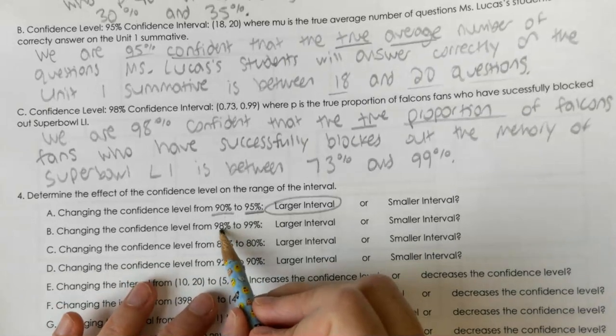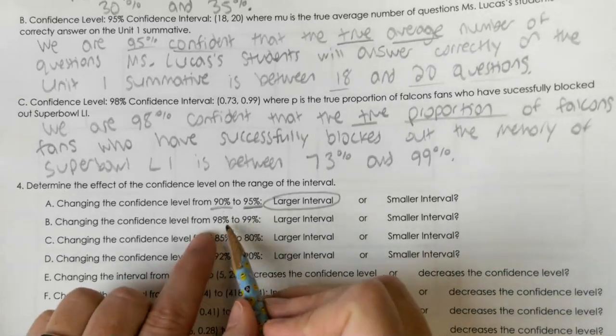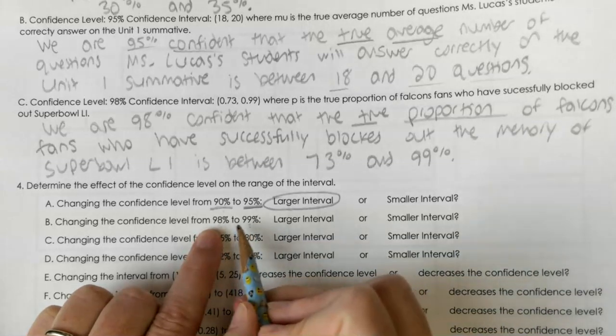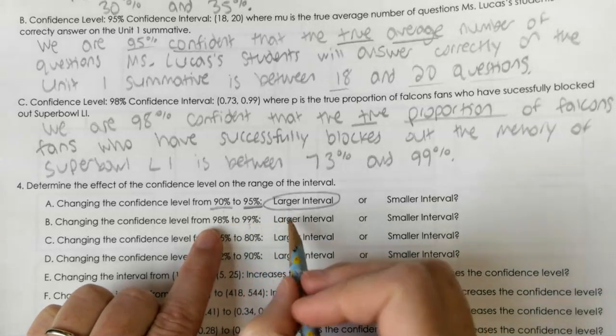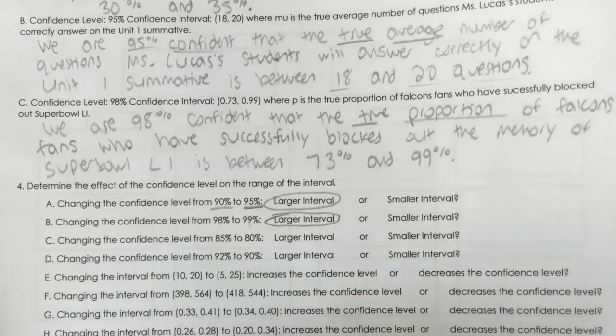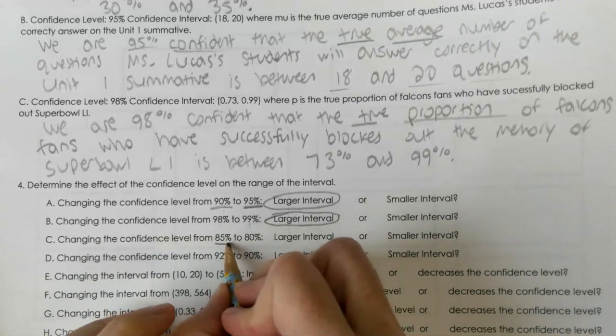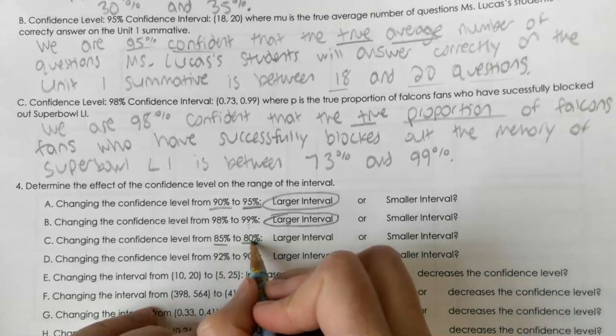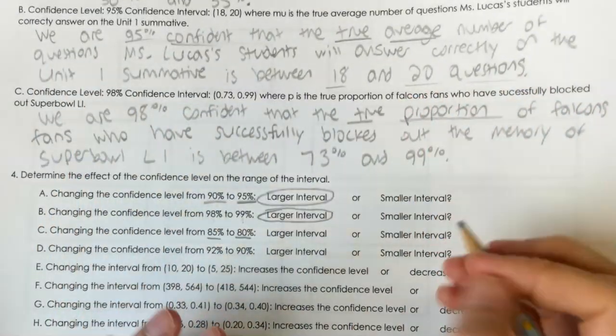All right, let's try from 98 to 99. Here I'm still going up. I go up from 98% to 99%. So if I'm going up in my confidence level, my interval must be getting larger. All right, with C, I'm changing the confidence level from 85 to 80, so I'm going down. I'm less confident. If I'm less confident, that means my interval must be shrinking.